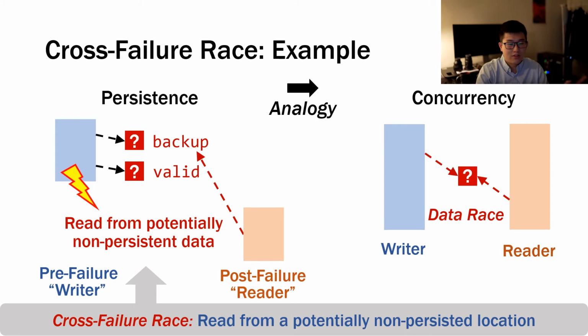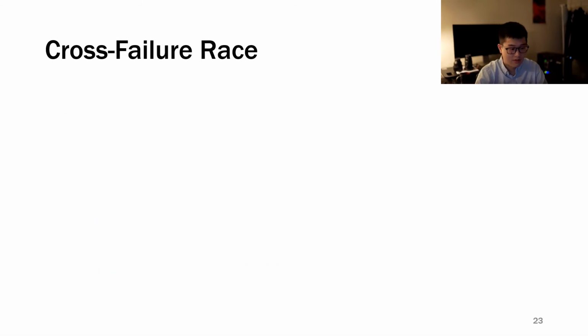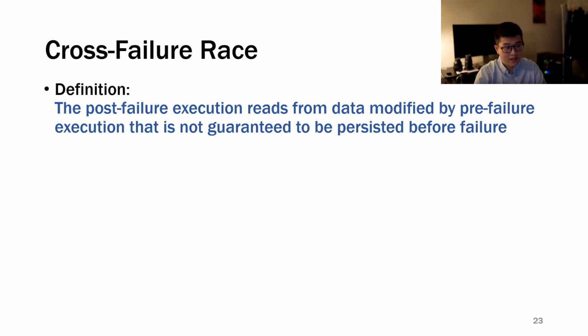And because they are so similar, we call it a cross-failure race, that is, reading from a potentially non-persistent location. More specifically, the definition of cross-failure race is that the post-failure execution tries to read from data modified by pre-failure execution, but it is not guaranteed to be persisted before failure.